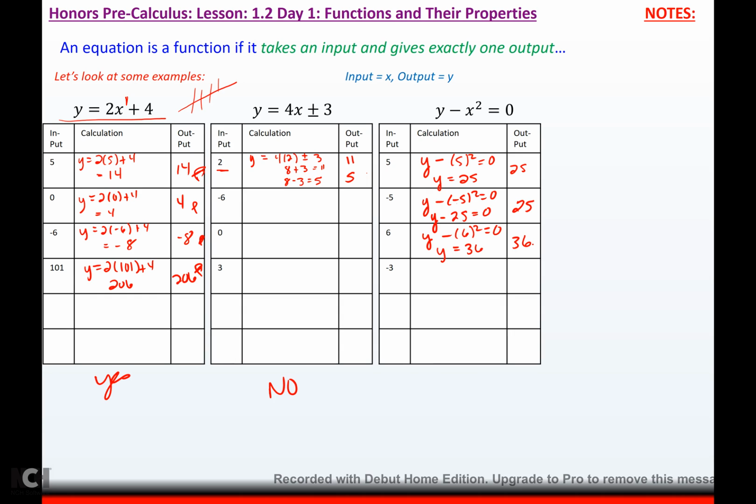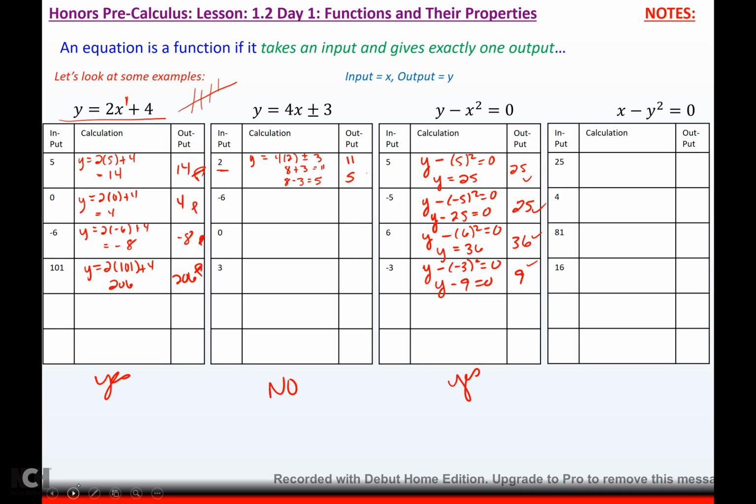And if I plug in negative 3, I get y minus negative 3 squared equals 0. So that's going to give me y minus 9 equals 0, which gives me 9. So I got one output for every input. So yes, that would be a function. Plus, I know this is a function because this is going to be a parabola that opens up, and that will pass a vertical line test.